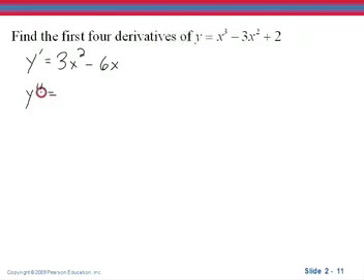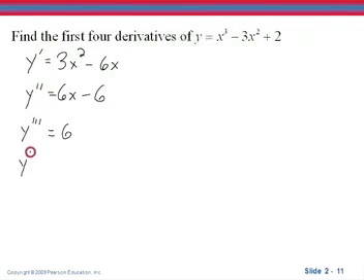Now if we find further derivatives, like the second derivative, that means we're finding the derivative of the first derivative. So we take 3x squared, we bring the 2 out to the front, 2 times 3 is 6x, and the derivative of negative 6x is negative 6. So that's the second derivative. The second derivative is the derivative of the first derivative. Now we can keep going with this. The third derivative will have 3 little marks, and that's the derivative of the second derivative. The derivative of 6x is 6. The derivative of negative 6, of course, is 0.